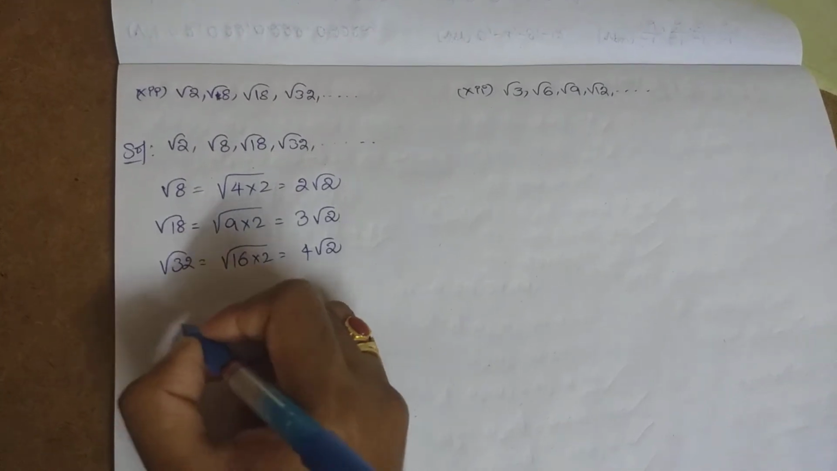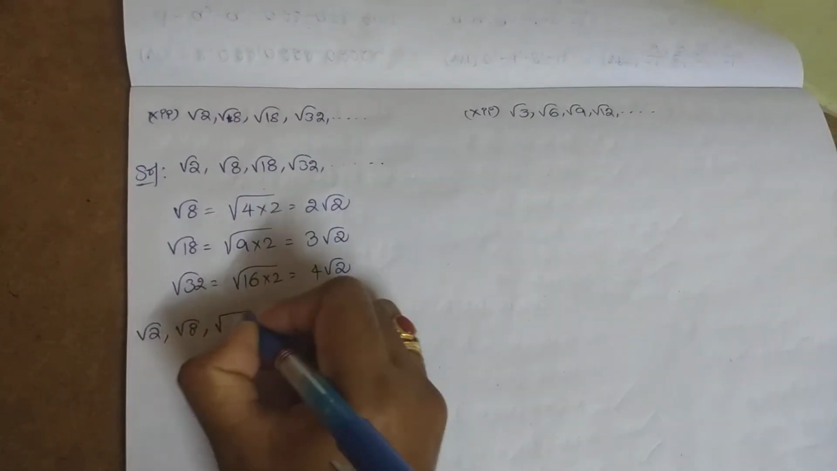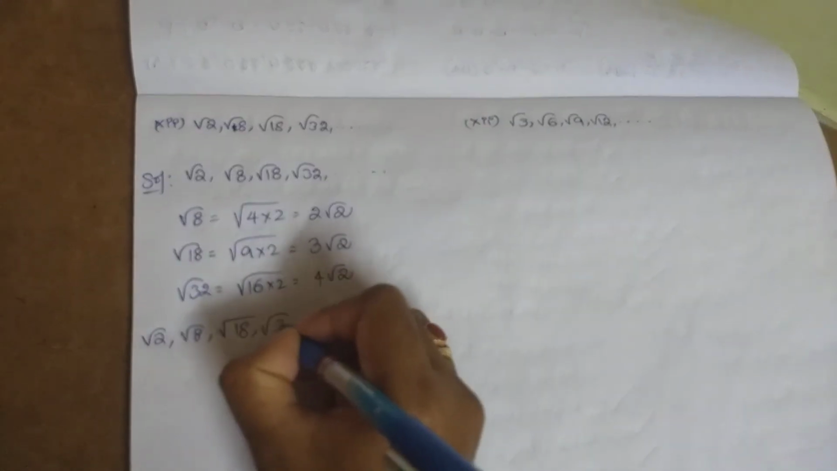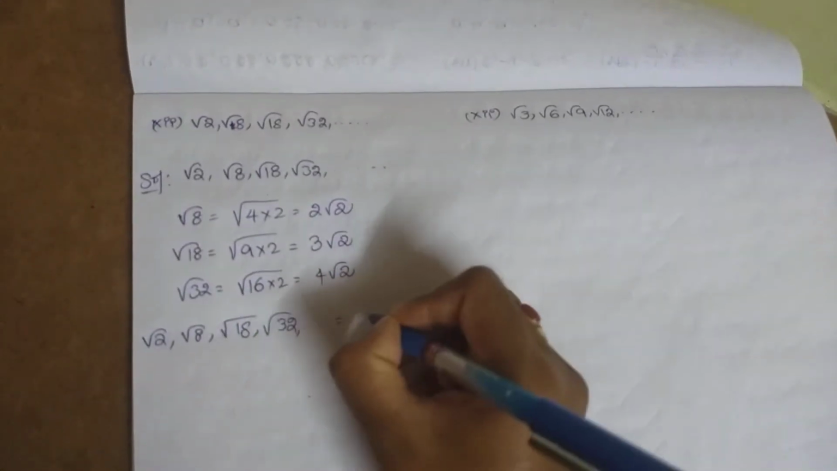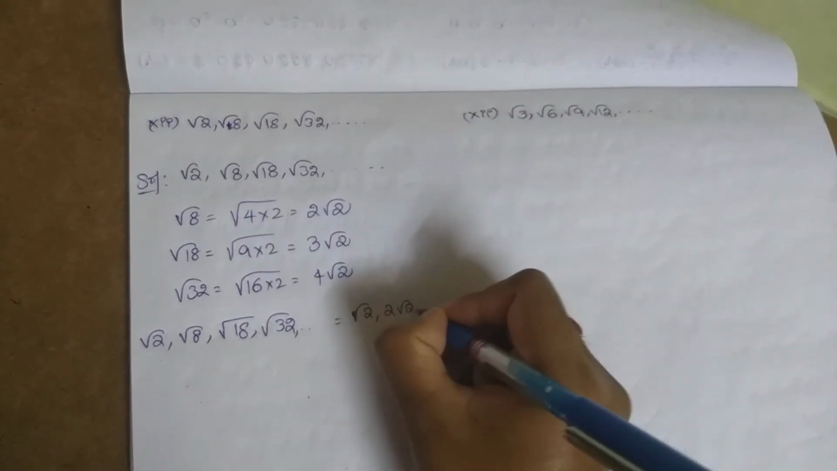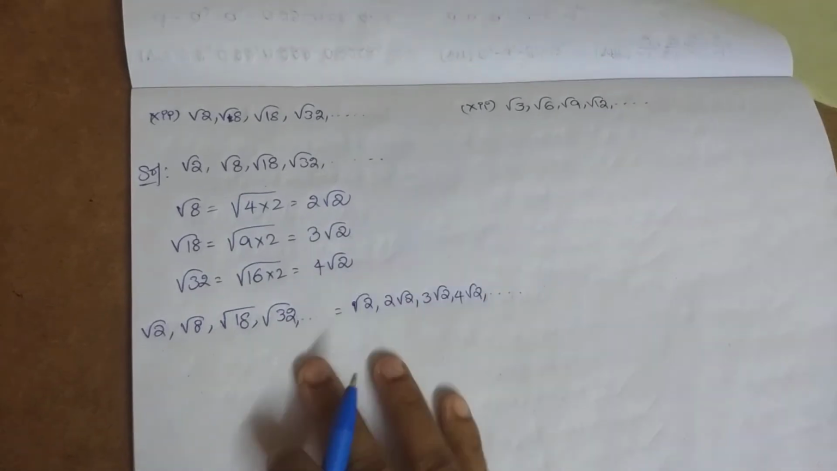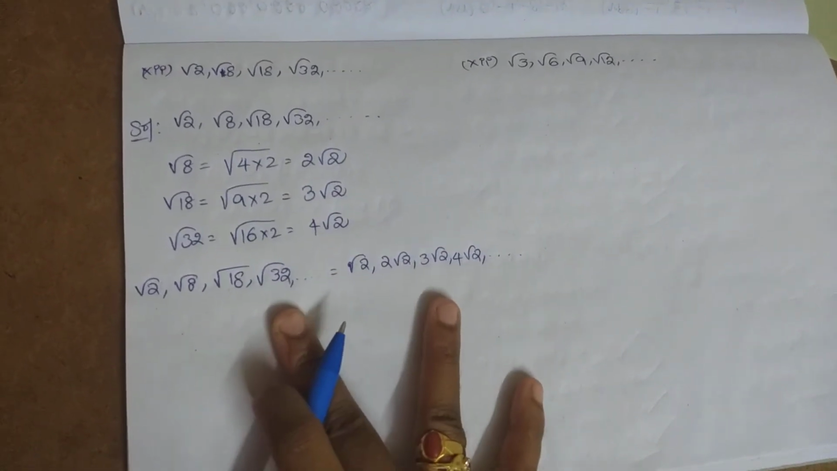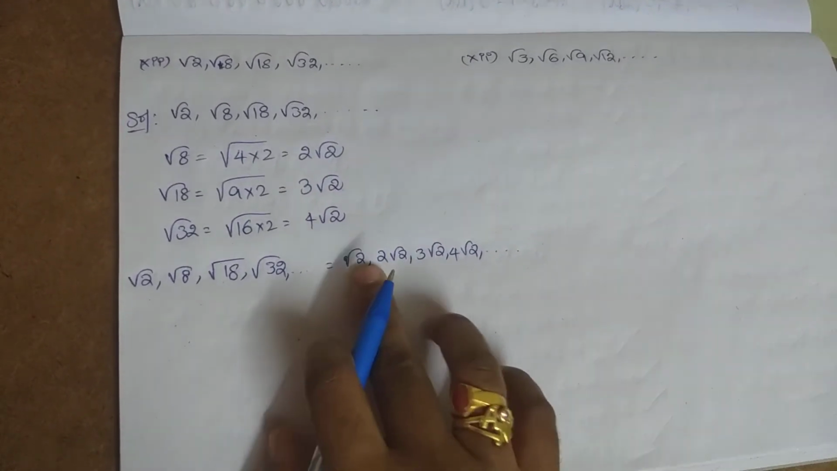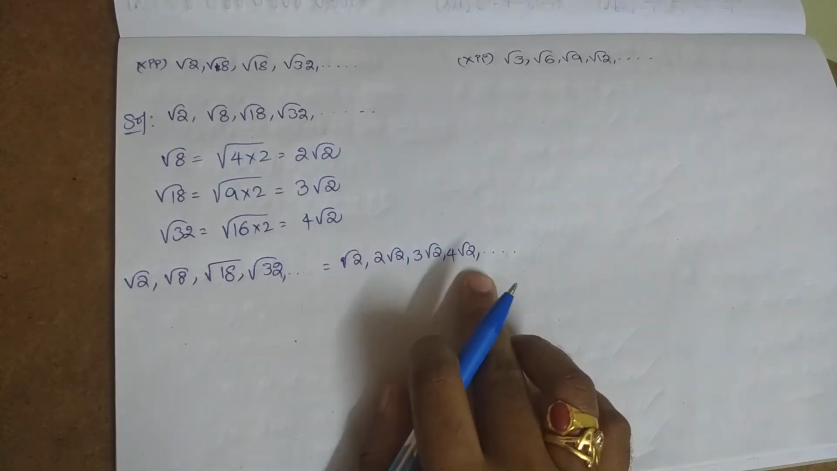Just write it in the proper form. So root 8, root 8, root 2, root 8, root 18, root 32 and so on equals root 2, 2 root 2, 3 root 2, 4 root 2, and so on. So I have converted this into this form. Now the first term will be root 2, the second term is 2 root 2, the third term is 3 root 2, the fourth term is 4 root 2.